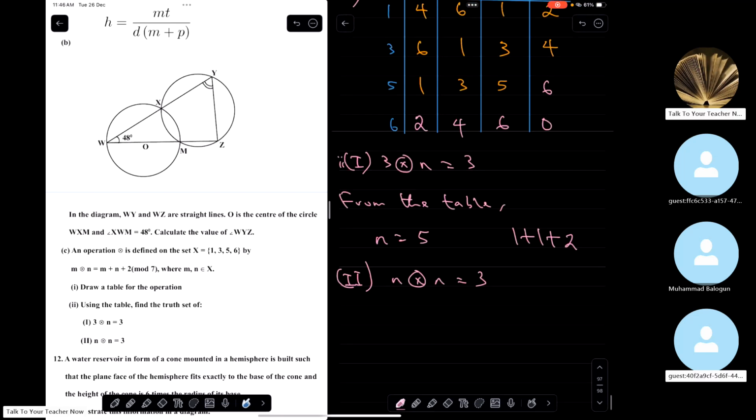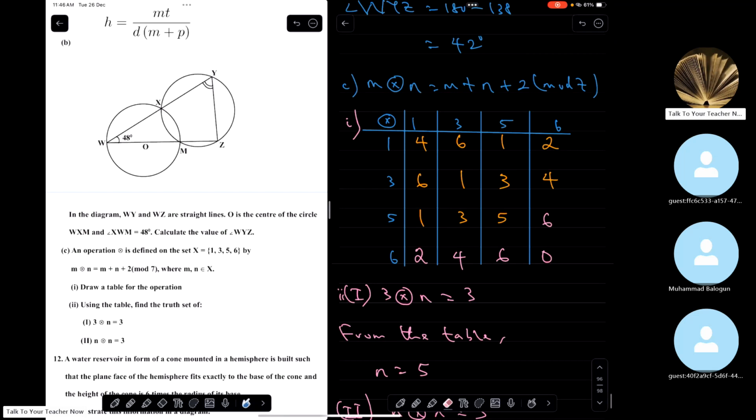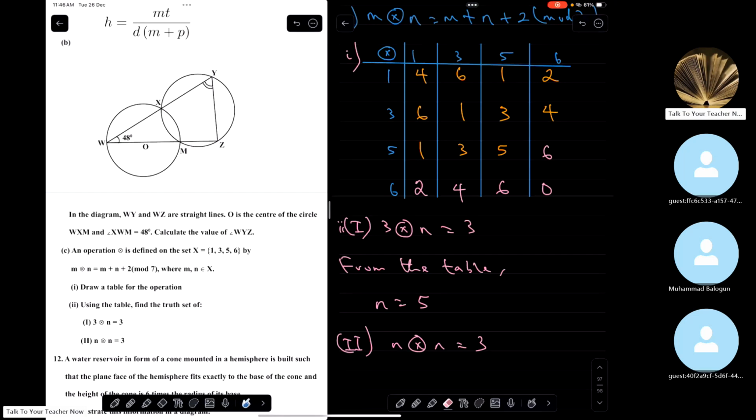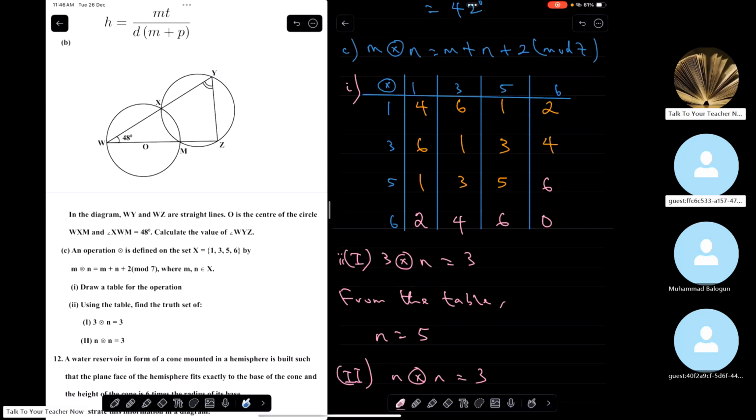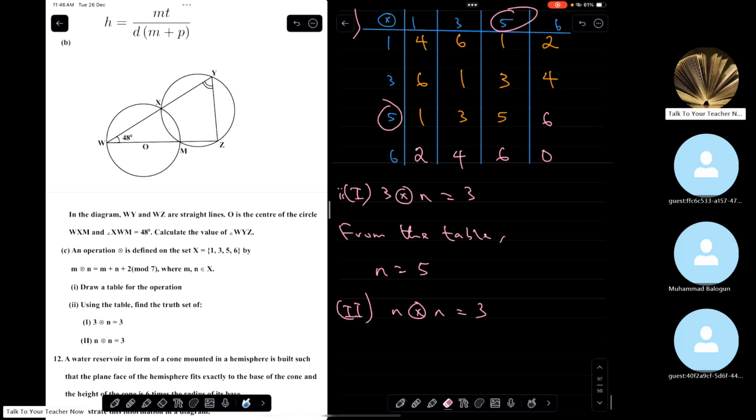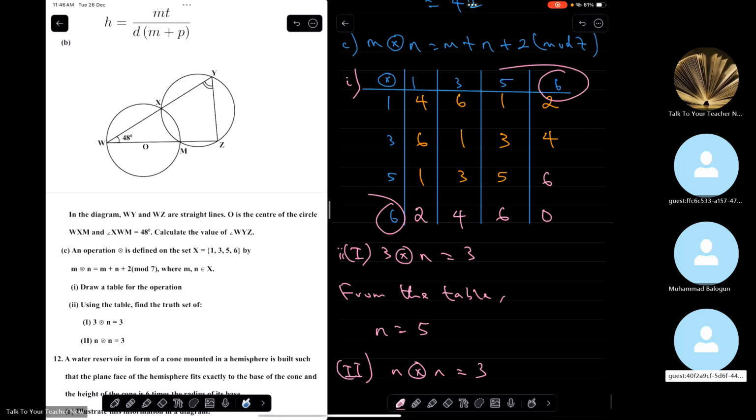Okay, that's what we are discussing. There's nothing you can combine with itself to get 3. Is there any number you can combine with itself to get the same 3? What is it? Let's check. 1 second times 1 is not 1. I don't think so. 3 second times 3 is not 3. 5 second times 5 is 5, not 3. But it has to be 3 for it to be n. 6 second times 6 is what? Mohammed. Sir? 6 second times 6 is what?